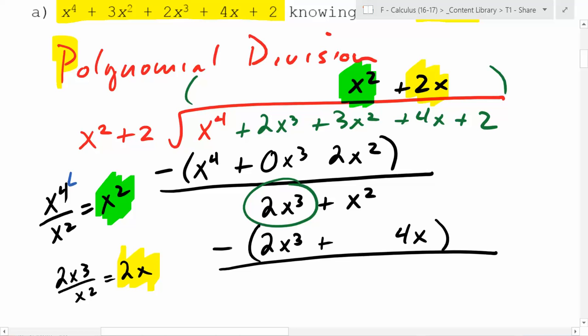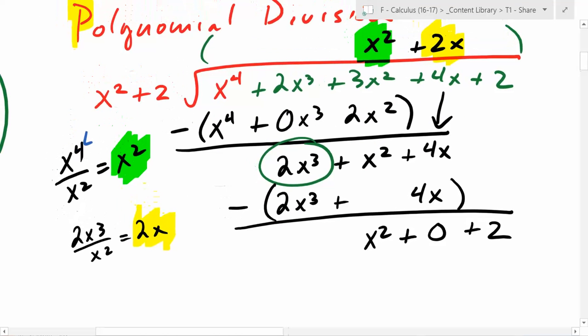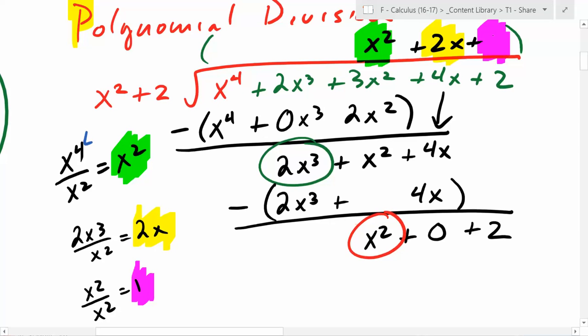What's 2x cubed minus 2x cubed? 0. So what do you end up with? X squared. Oh, and there's a 4x here, by the way, because you can drop that down. Plus what? What's 4x minus 4x? 0. Plus 2. You can do that, absolutely. What's the new leading term? So what do you have now? X squared over x squared. What's x squared over x squared? Where do we plug that 1 in? Up here. So it turns into plus 1.